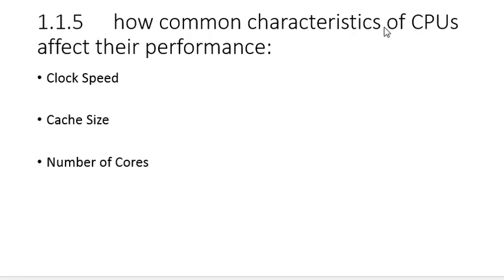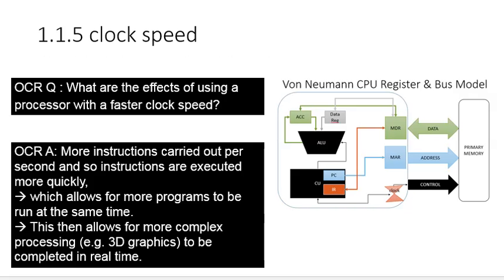You need to know how the common characteristics of CPUs affect their performance. This includes clock speed, cache size, and number of cores. OCR question: what are the effects of using a processor with a faster clock speed? Answer: more instructions can be carried out per second, and so instructions are executed more quickly, which in turn allows for more programs to be run at the same time, which in turn allows more complex processes, for example 3D graphics, to be completed in real time.